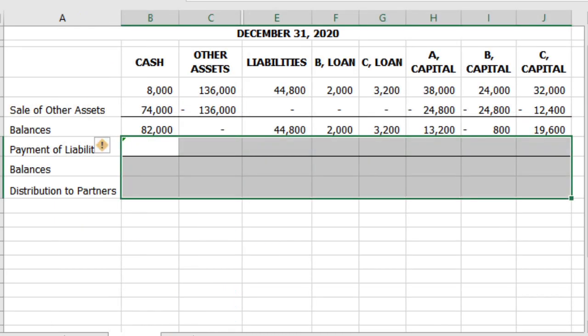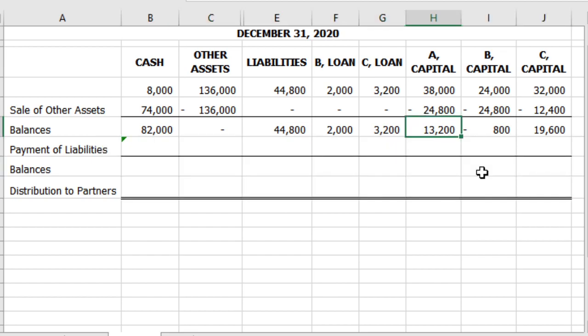So now, plot na natin sa ating statement of liquidation. So, ayan na. At 74,000, yung ating cash, i-add natin, and then bawas yung ating other assets. And then, copy lang yung mga hindi kasali sa transactions. And then, the capital accounts, mababawasan. Okay, meron na tayong capital deficiency of 800 for B capital. And then, for C naman, C capital is 19,600.